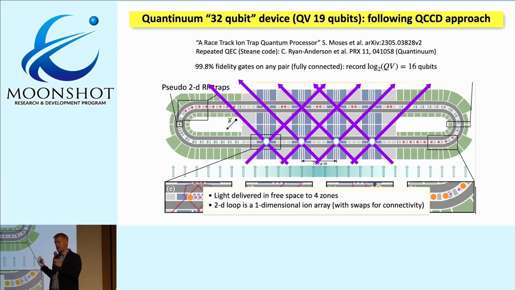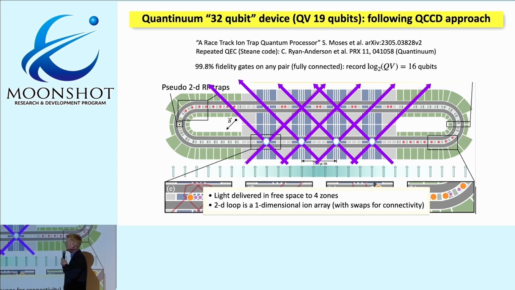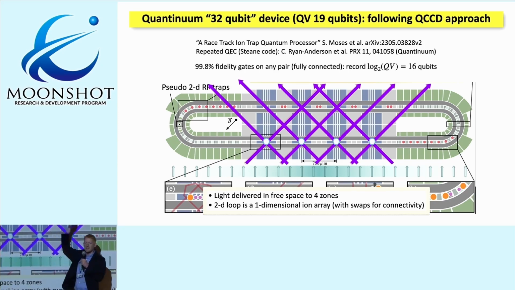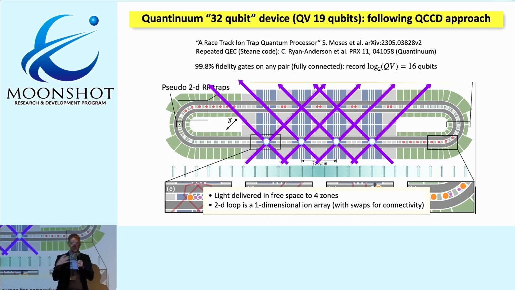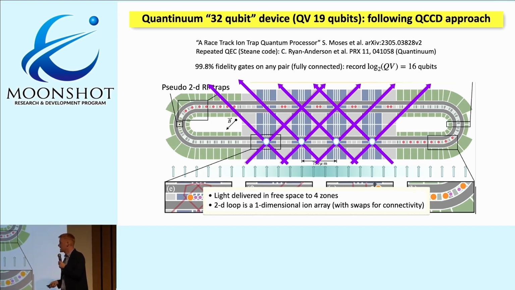So, what does that say? That says that at the moment they deliver light in free space to 4 zones. And is there any problem with that? Well, maybe. You can kind of see it from my very crude cartoon that the light flies everywhere. So maybe there's a problem in terms of controlling where that light goes. But the other thing to say is that this is really a one-dimensional array of ions. It's a loop, yeah? And that is due to some fundamental reasons which I'll come back to later in the talk.